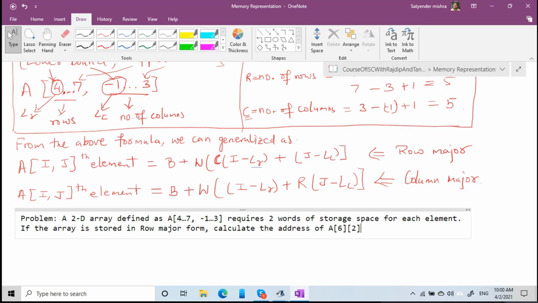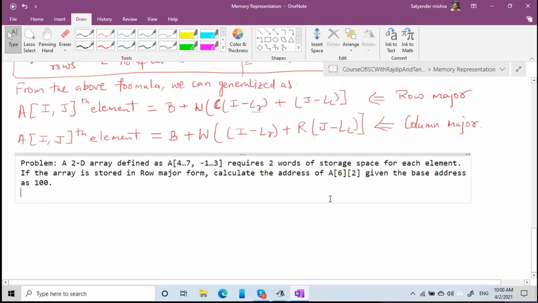Given the base address as 100. This is a problem, and we have to solve this problem. So we have got some data. Say for example, we know the value of base address, which is 100, right? And we know the value of I, and this one is J.